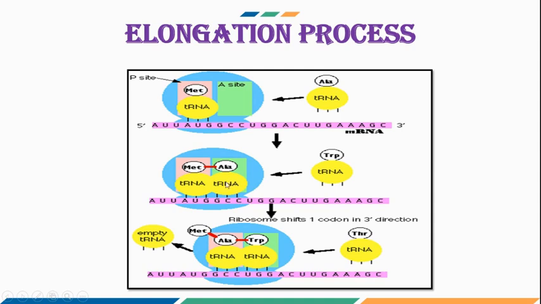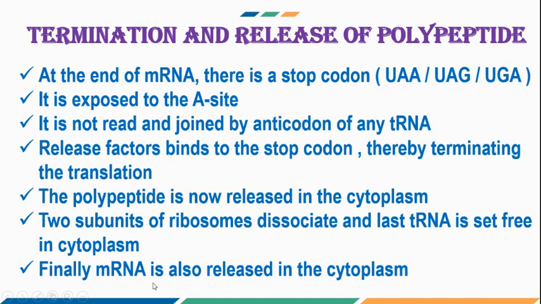After the entrance, the formyl methionine gets joined with alanine, the second amino acid, by a peptide bond, and this activity takes place with the help of the enzyme peptidyl transferase. Then the ribosome shifts one codon in the 3' direction. As a result, the alanine tRNA enters the P site. The third amino acid enters the A site, while the first formyl methionine tRNA becomes empty and exits from the ribosome. So this is the elongation process.